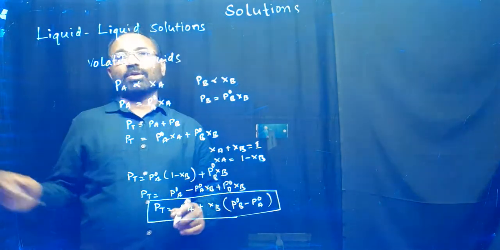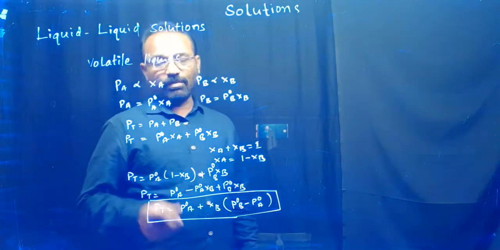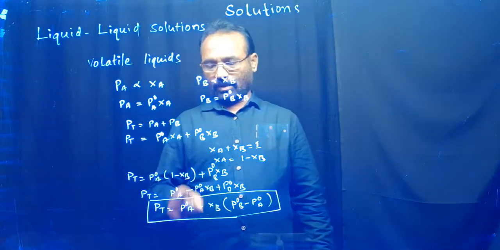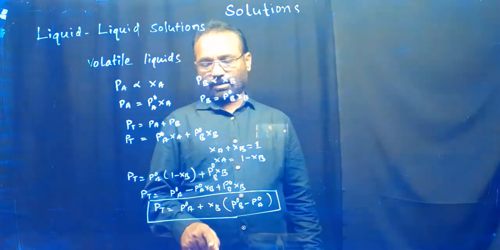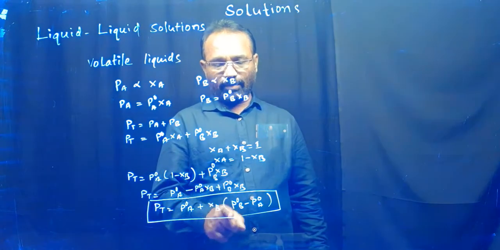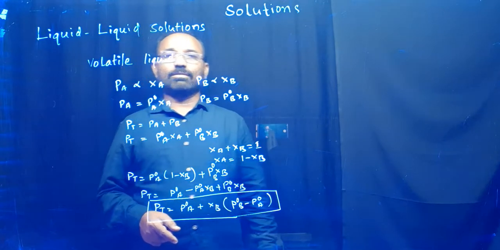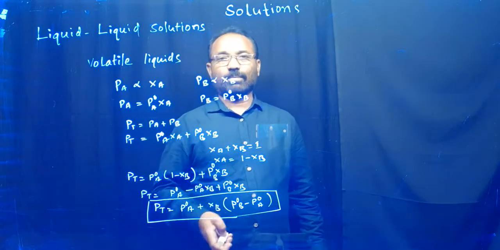This was a previous question of JEE Mains: which of the following is a correct statement for the P total? Here P total equals P naught A plus XB into P naught B minus P naught A. So this is for an ideal solution.